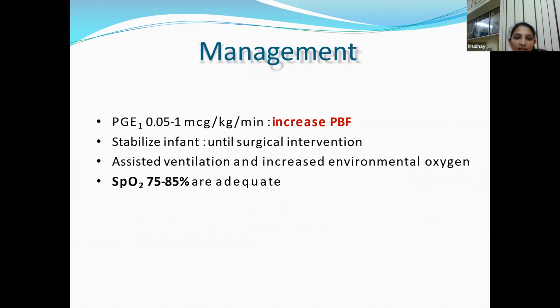Next, how do we manage? As I told you, if there is a decrease in blood flow to the right side, a decrease in blood flow to the pulmonary artery, again there will be oligemic lung fields and increase in work of breathing. To at least increase the pulmonary blood flow, start prostaglandin so that the PDA, the ductus, will be patent, and then stabilize the infant until surgical intervention with assisted ventilation or increased environmental oxygen. Saturations of 75 to 85% are accepted.